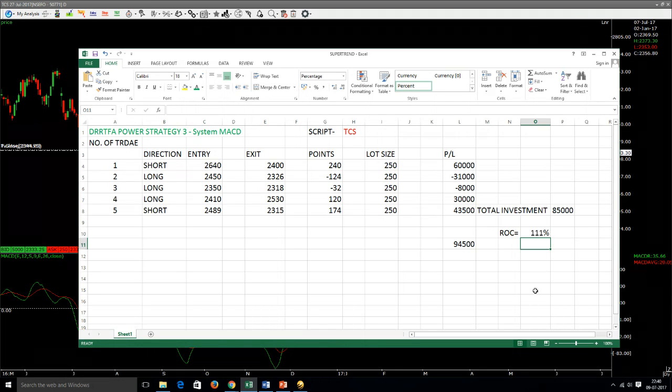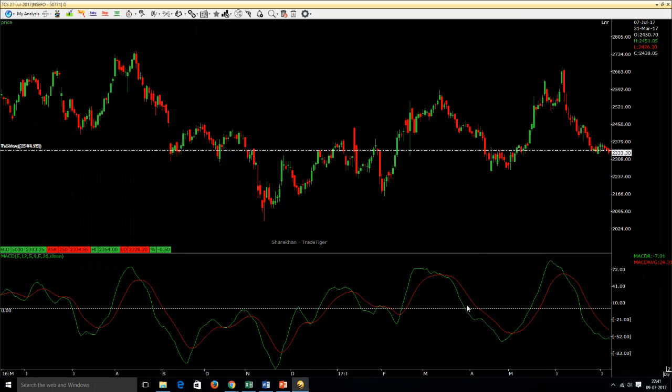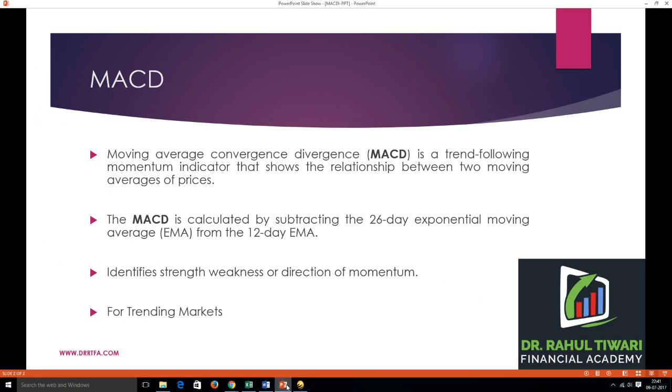111%. You see, you are wrong in your 2 trades. In spite of that, you have generated an ROC of 111%. So that's the power of the MACD. But the only thing that you need to follow is to be on your particular discipline. You have to follow it rigorously with the discipline, with correct order, with your risk management in place, proper stop losses, and your correct position size.